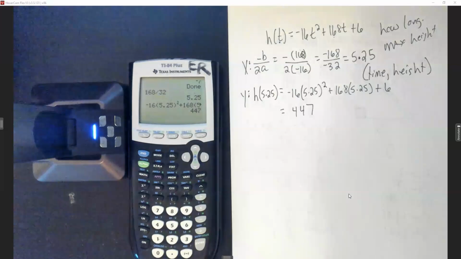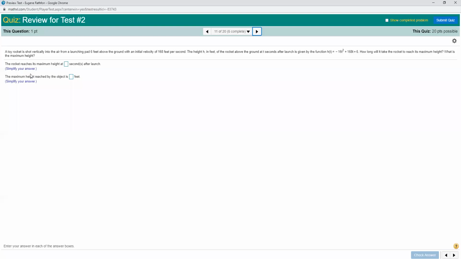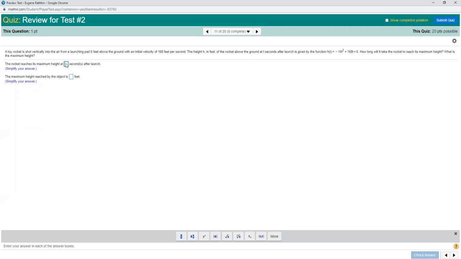All right, let's see, back to the graph. So you'd put them in there, and it don't tell you whether you got to have fractions or decimals. So I would just probably keep mine as decimals and do 5.25 for that one. And then here we got what? 447.